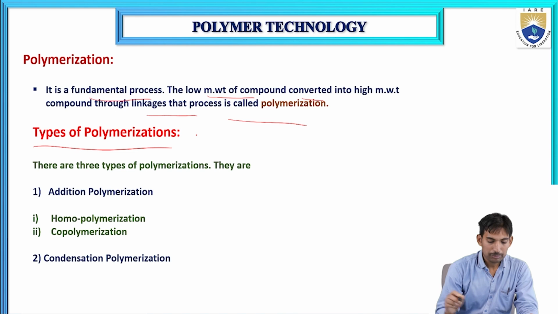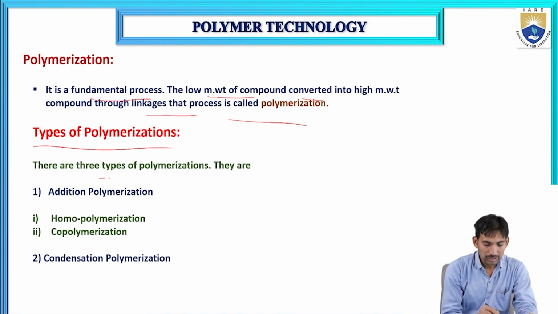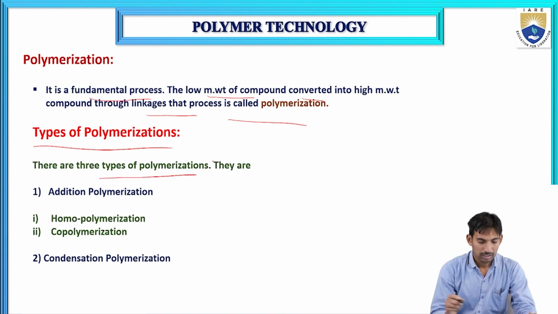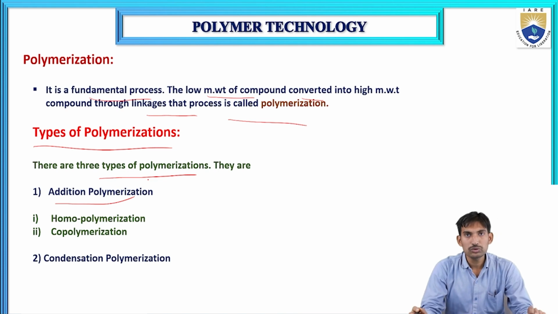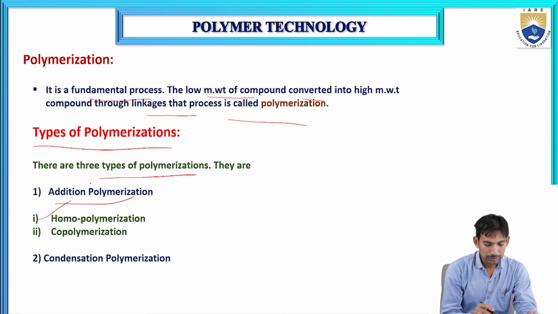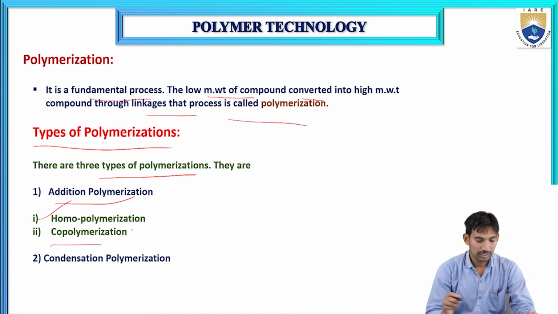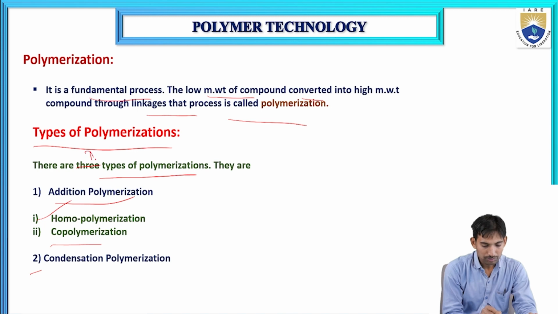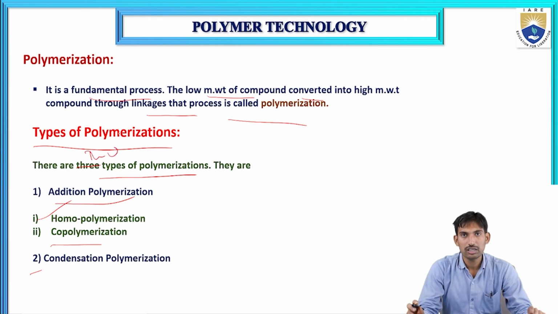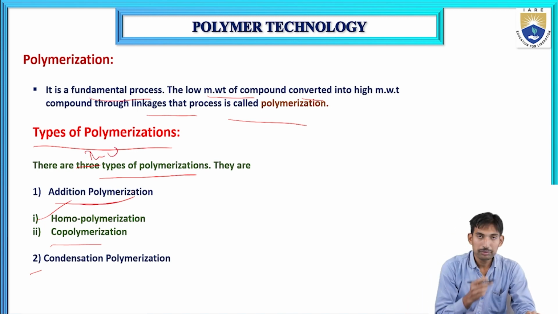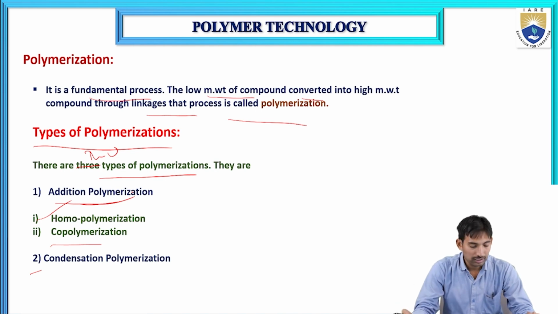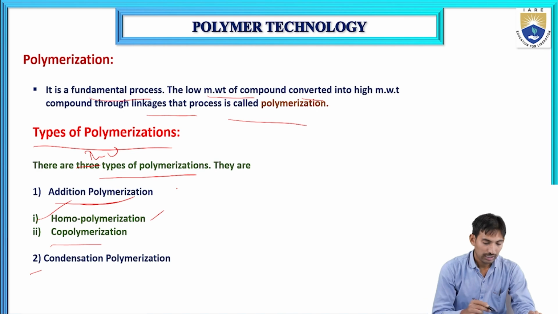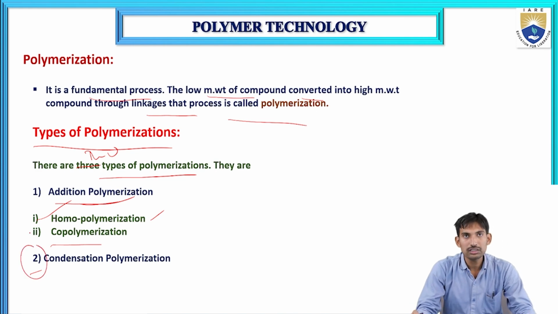The types of polymerization. See, there are two types of polymerization. They are addition polymerization, in which two types are there: one is homopolymerization and the other is copolymerization. And the second polymerization is condensation polymerization.